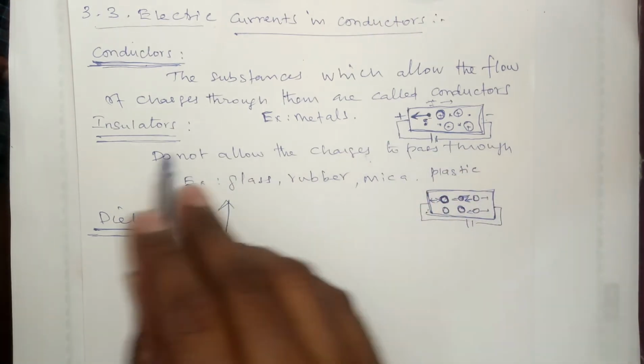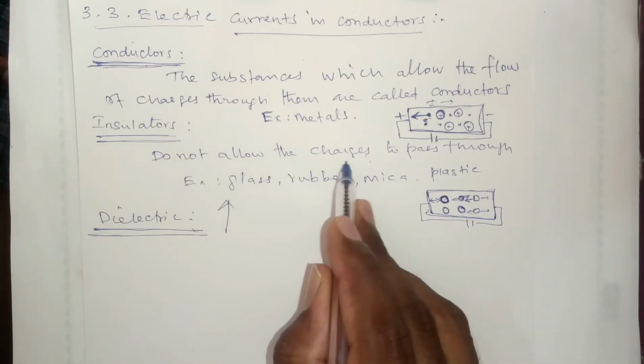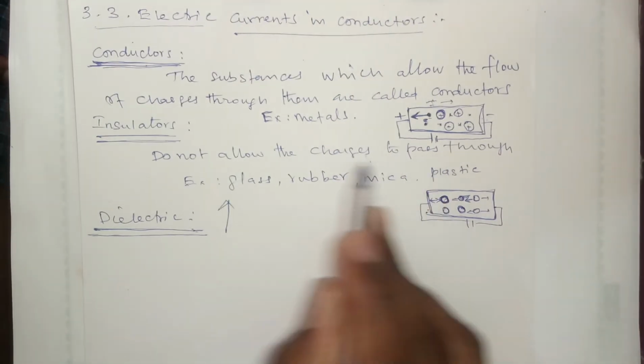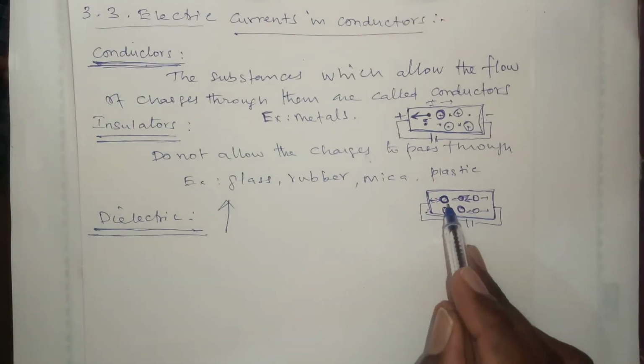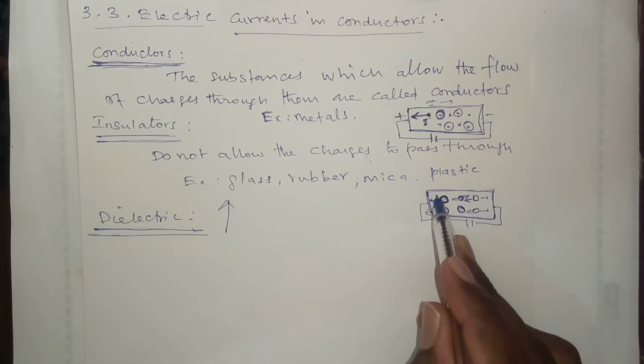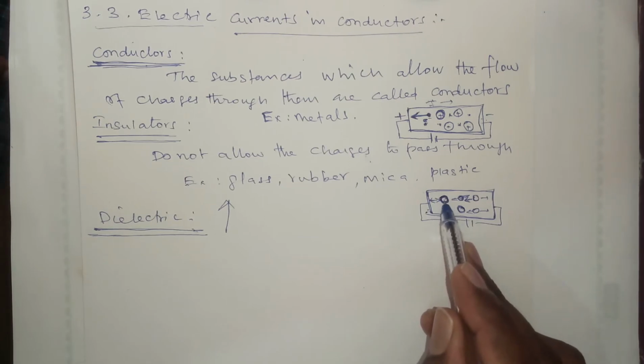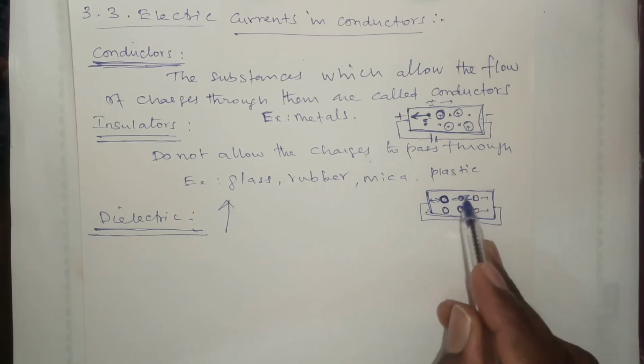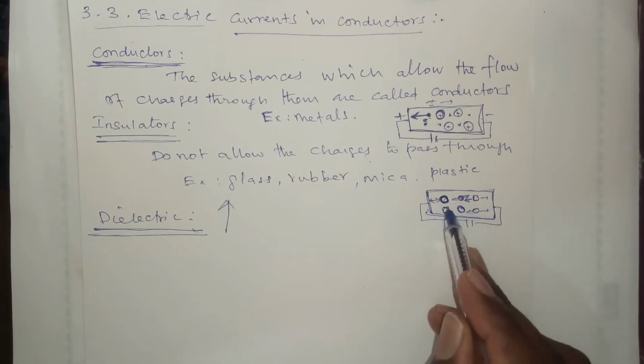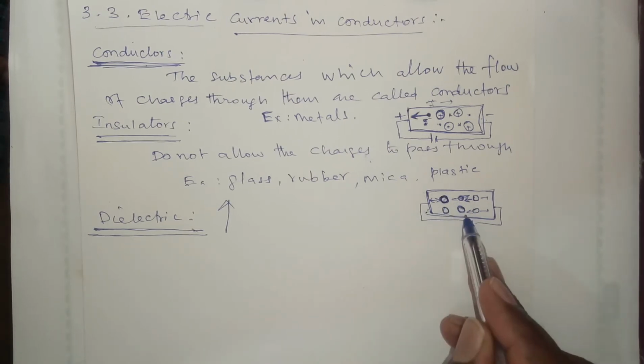But in the case of insulators, they do not allow charges to pass through them because they have no free electrons. All electrons are bound to the atoms. So there are no free electrons, and there is no possibility of current conduction. So they are called insulators.